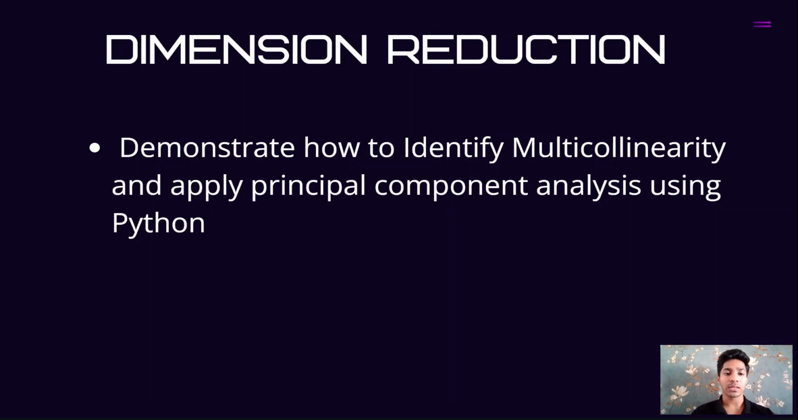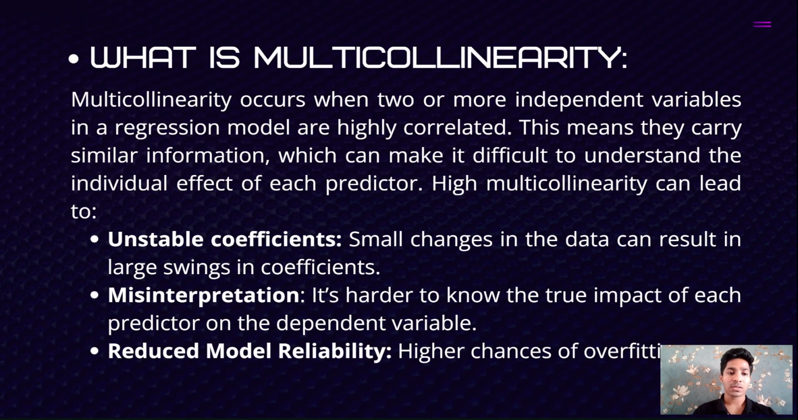Hello everyone. In this video, I'll be discussing dimension reduction and demonstrating how to identify multicollinearity and apply principal component analysis using Python. So let's begin with the definition of multicollinearity. Multicollinearity occurs when two or more independent variables in a regression model are highly correlated. This means they carry similar information, which can make it difficult to understand the individual effect of each predictor.